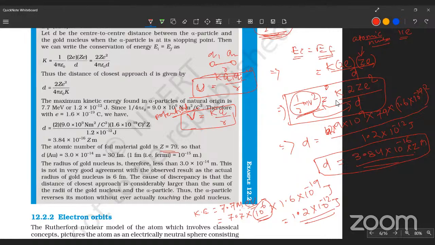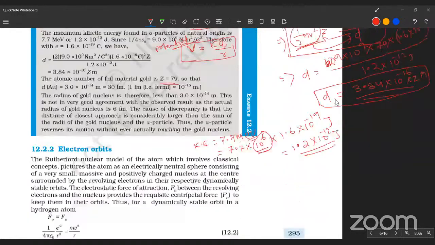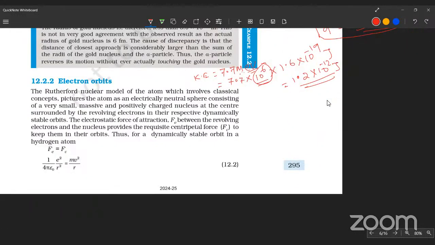So this is called distance of closest approach, and we can calculate this using the concept of potential energy and kinetic energy. Now we'll find out the electron orbit. Rutherford said that electrons are revolving like planets revolve around the sun, right? This is what the Rutherford model was.